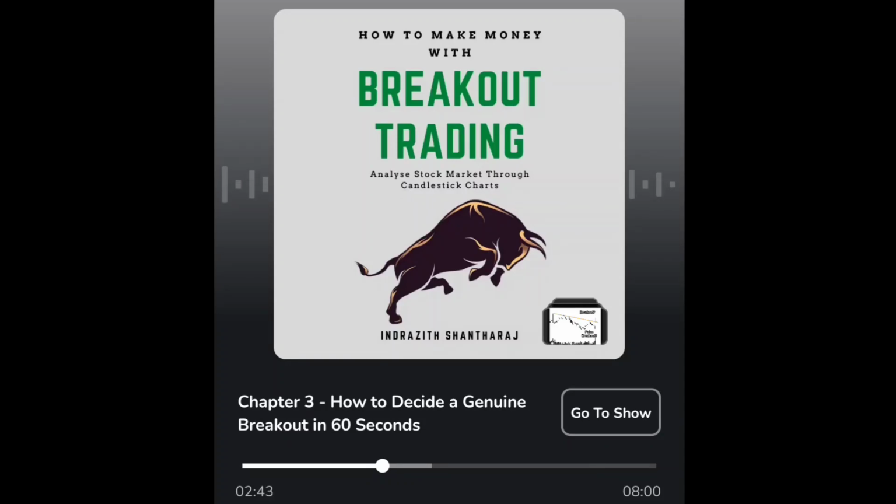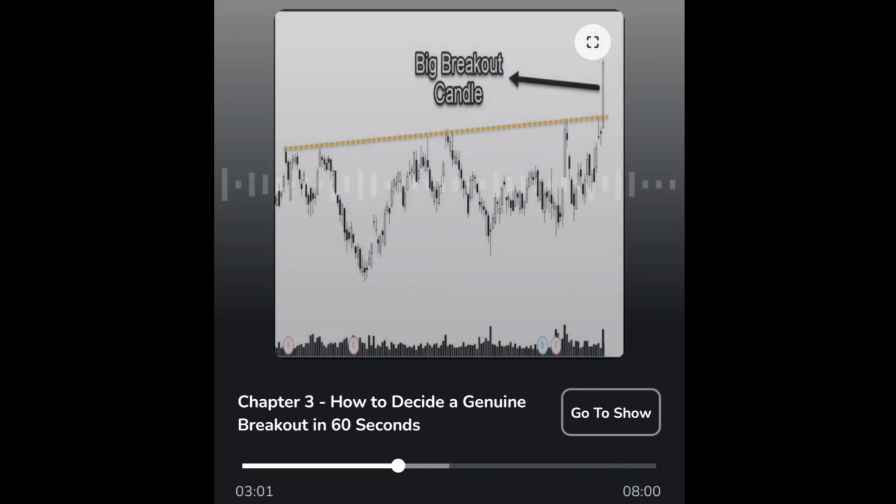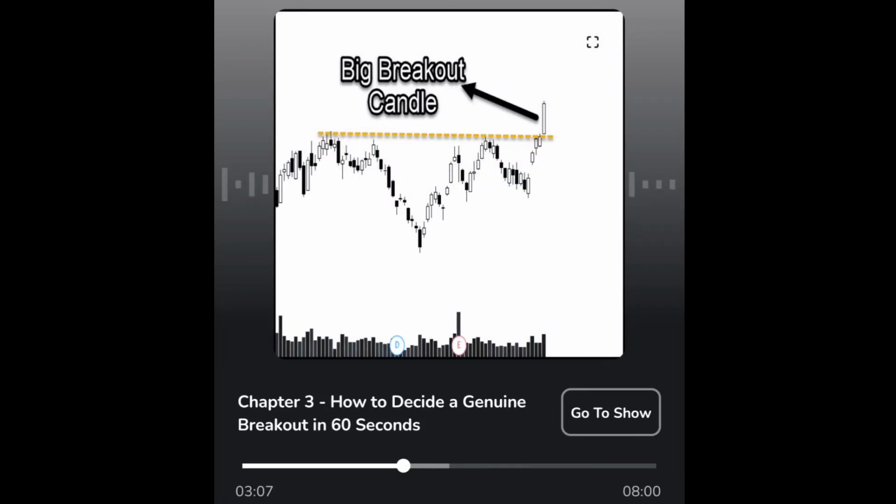A big breakout candle. As the name suggests, the breakout should happen with a big candle, because the involvement of smart money at crucial price levels, in our case near or at the resistance trend line, will always result in a big move. If you look at images 3.7 and 3.8, the breakout happened with a big candle as compared to the average candle size in that particular script.